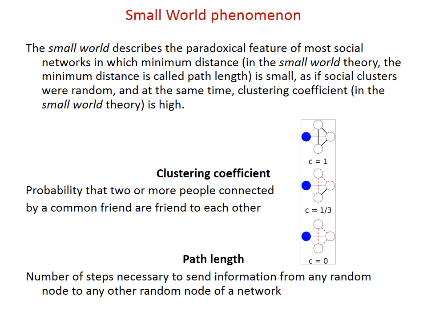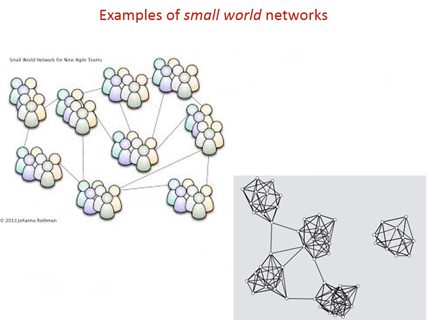Then path length. Path length is nothing else than minimum distance. So it's basically the number of steps necessary to send information between 2 randomly selected nodes. In this slide I show 2 examples of small world networks. Small world networks are characterized by the presence of tightly connected subnetworks which are connected with each other by some shortcuts, what we called the weak links, weak ties, in the previous lecture.